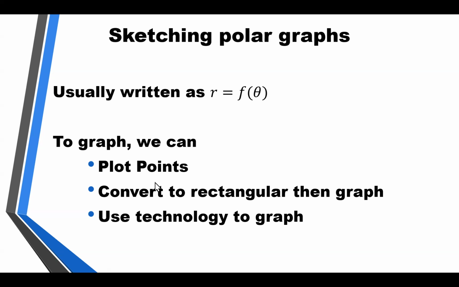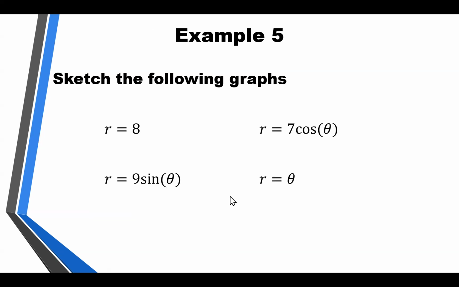Obviously, we could have plotted points. We could have converted to rectangular. We've done the conversions already, so we already know how to do that. Plotting points is fairly straightforward. So a lot of this will be using technology. So let's sketch some graphs. And again, I'm going to use technology. In this case, I'm going to use Desmos, but there'll be a companion video that shows how to graph in polar coordinates using the TI-84 as well.